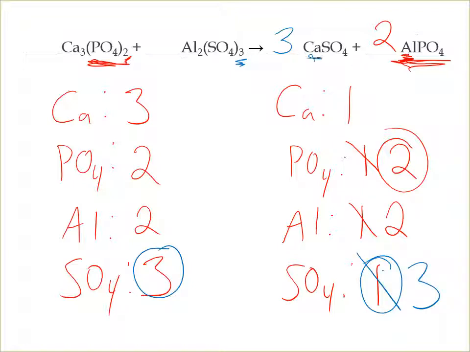It also is going to multiply the calcium. So it's going to give me 3 of the calciums. Oh, wrong line. 3 of the calciums. There we go. I'm going to recount now. And I've got 3 calciums on the left, 3 calciums on the right. I've got 2 PO4s on the left, 2 PO4s on the right. I see 2 aluminums on the left, 2 aluminums on the right, 3 SO4s on the left, 3 SO4s on the right.